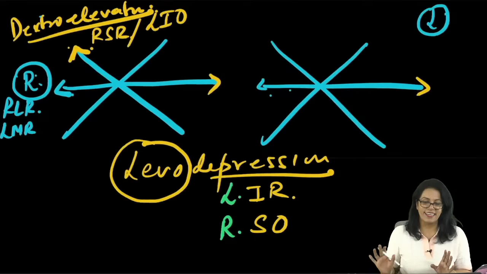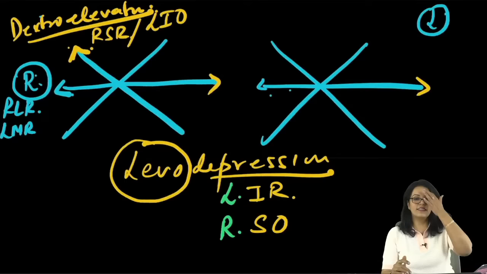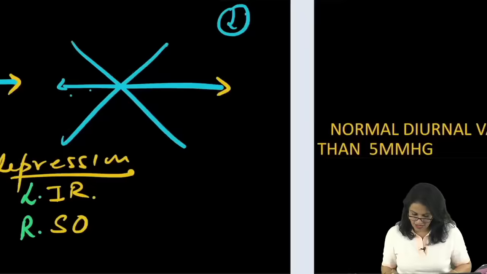Okay. And what is Herring's law? Everybody knows there is equal innervation in yoke muscle. Don't forget that. Okay. We come to the next.